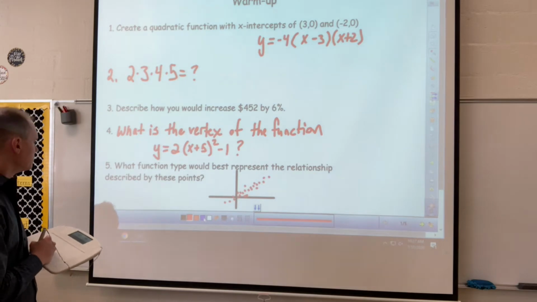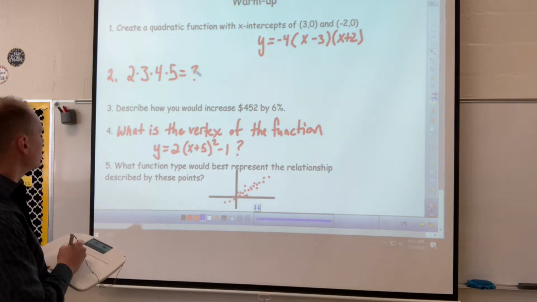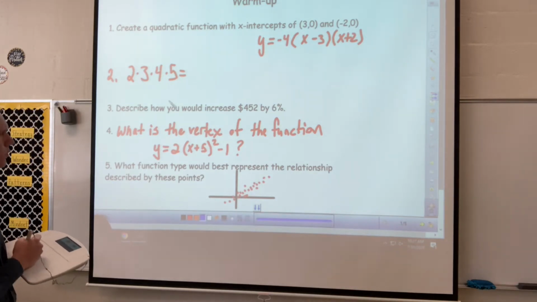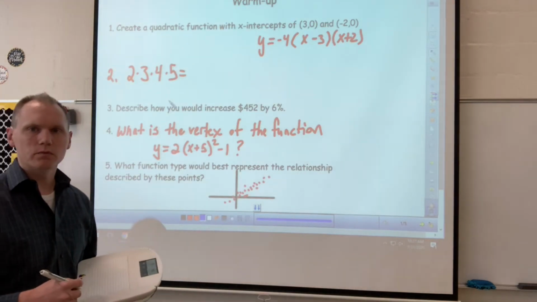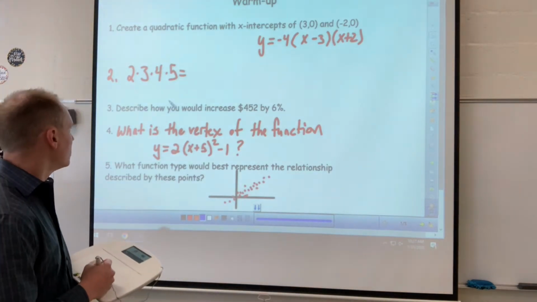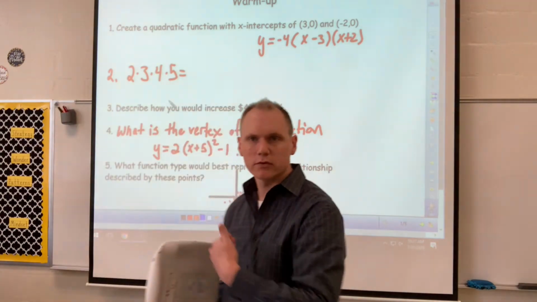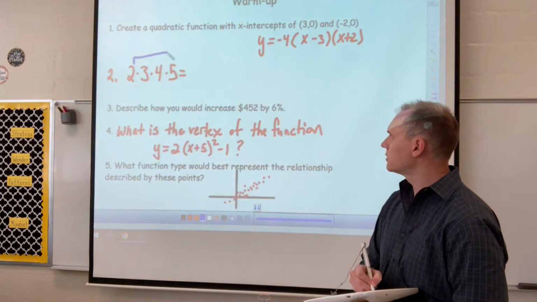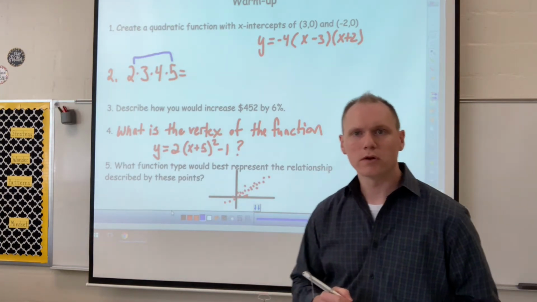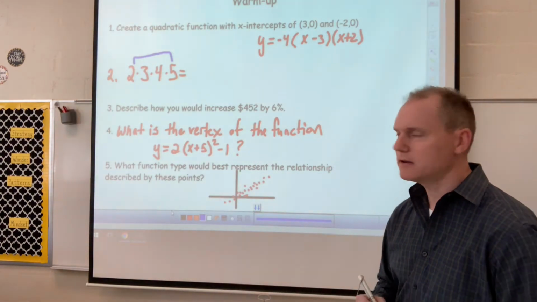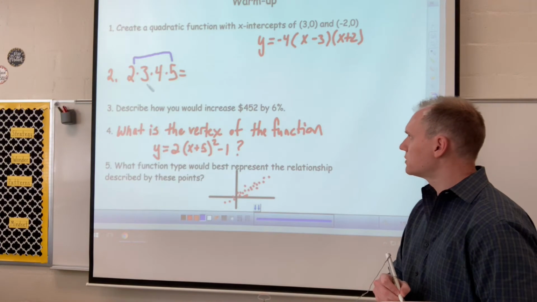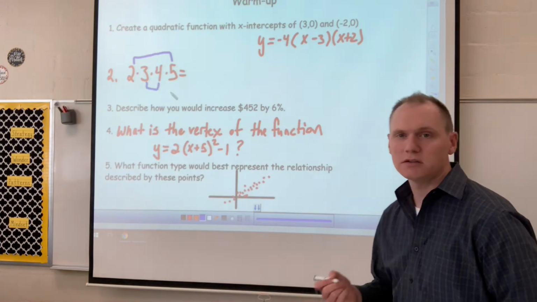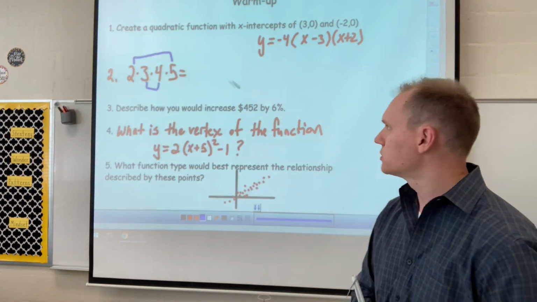All right, number 2. Looking at some mental math here. Let's see if we can multiply these 4 numbers together with ease. You could try to multiply from left to right, or you can think about it this way. 2 times 5, you may have seen that before in a previous video. 2 times 5 is 10, and then 3 times 4 is 12. So really it's down to 10 times 12, which is 120.